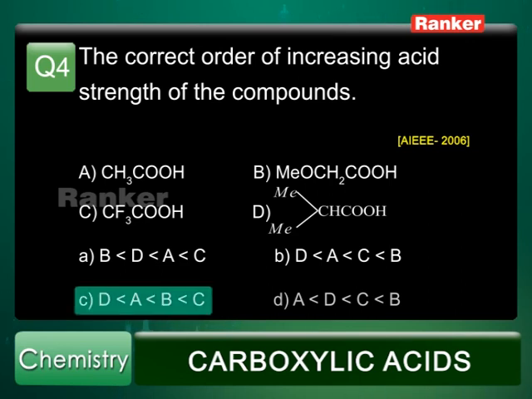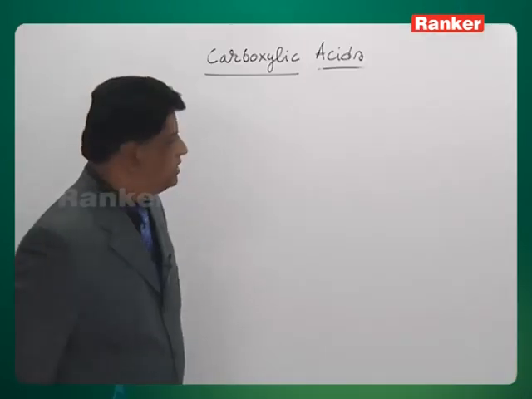Therefore answer C is the right answer, in which trifluoroacetic acid is arranged at the end and dimethyl acetic acid at the first, and in between them acetic acid and methoxyacetic acid. So the answer C is the right answer. So let's go for question number 5.